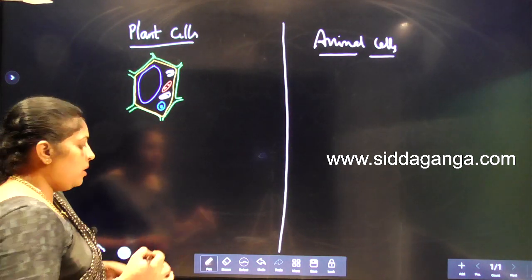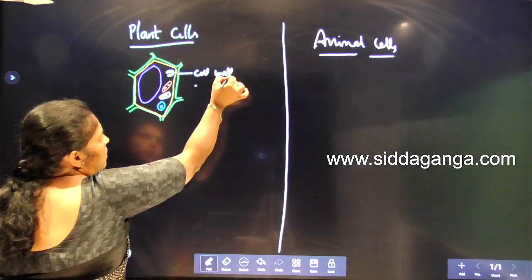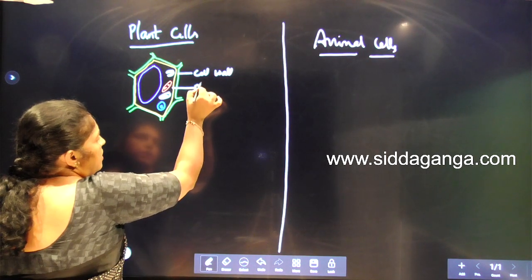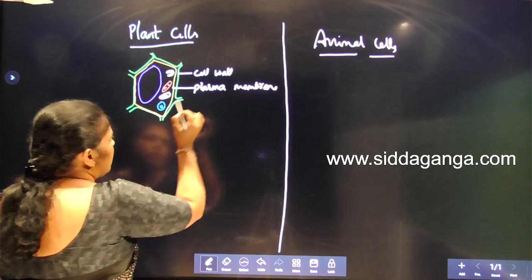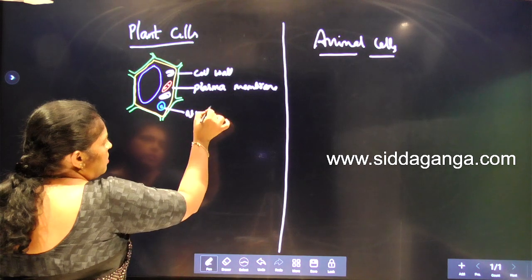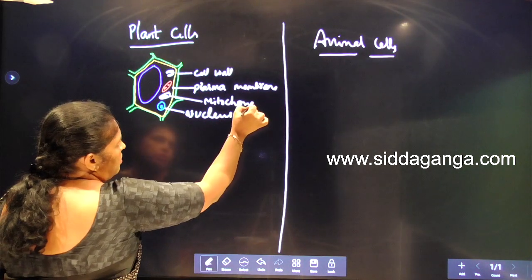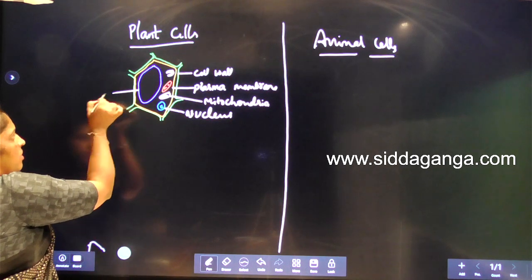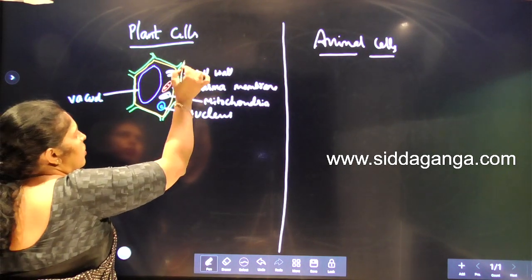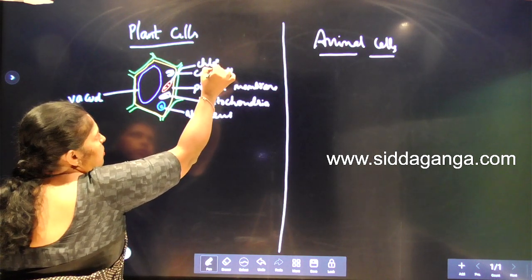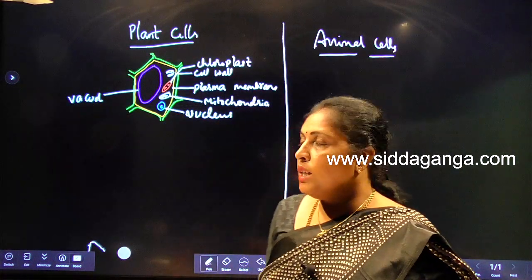So, in the plant cell, the outer membrane is the cell wall, inner is the plasma membrane, and this one is the nucleus, mitochondria, this one is the vacuole, a larger vacuole, and chloroplast. So these are the major organelles that we see in a plant cell.